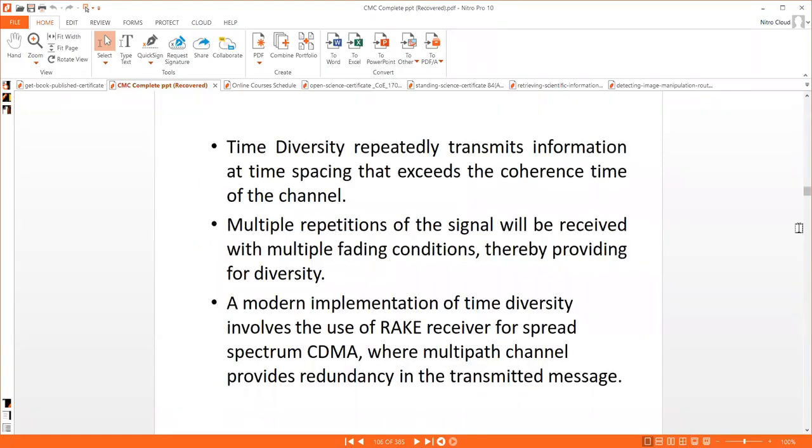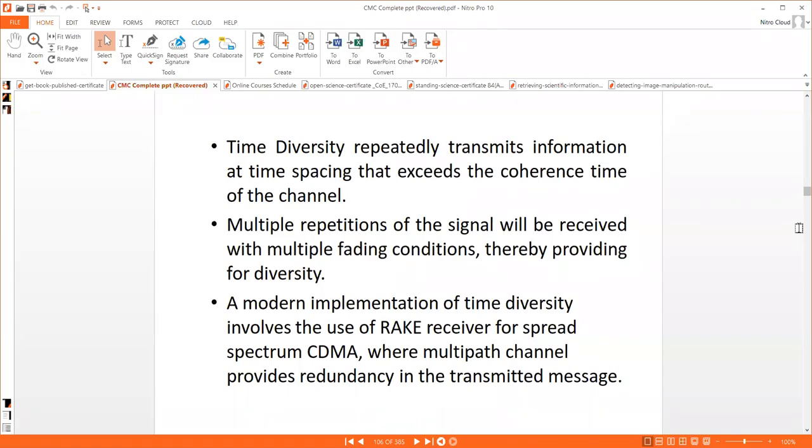Now, what are the simple points behind this particular time diversity? Here time diversity repeatedly transmits the information at a time spacing that exceeds the coherence time of the channel. Means it is going to repeatedly transmit the information at a time spacing that exceeds the coherence time of the channel.